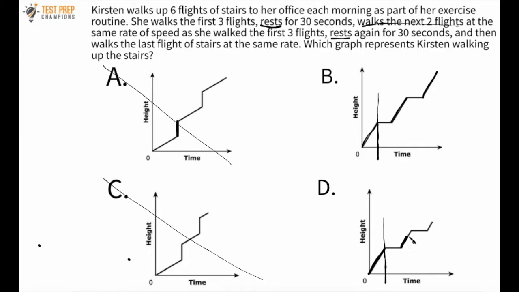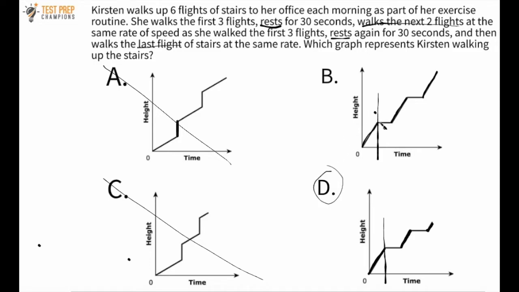So it's not going to be quite as steep of a hill this time, right? It's not quite as big of a height change. And then the last thing she does is she walks up 1 more flight of stairs, just 1 more. So we would expect that since there was 3 flights, then 2, and then 1, there wouldn't be quite as big of a height change with just 1. So that's why D is the correct answer here.